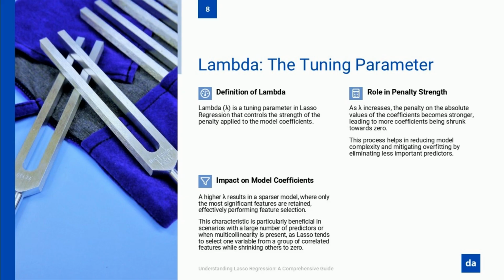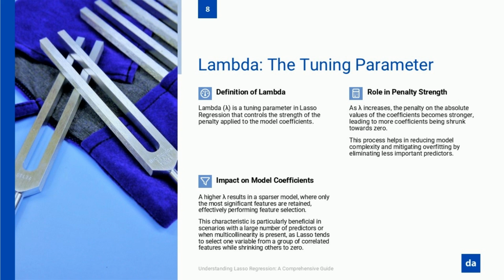If lambda is very small but not 0, we start to see slight shrinkage. Some of the weaker coefficients start getting smaller, but everything is still included in the model. At this stage, we're reducing overfitting just a little, but we're not eliminating any variables yet.